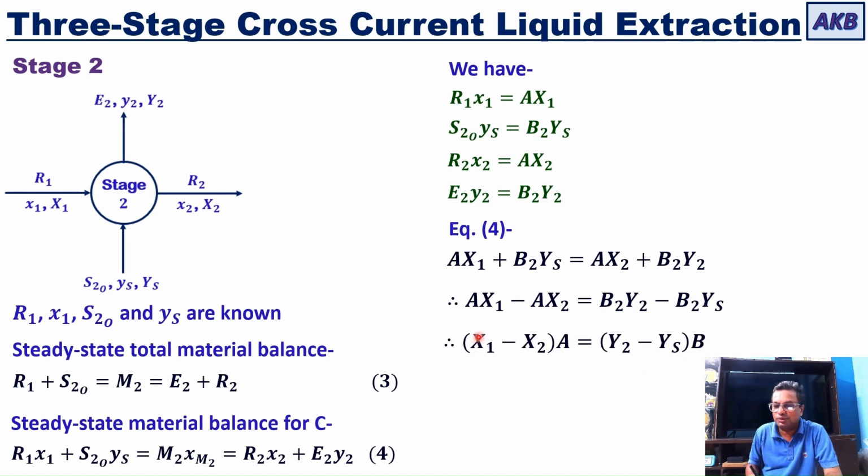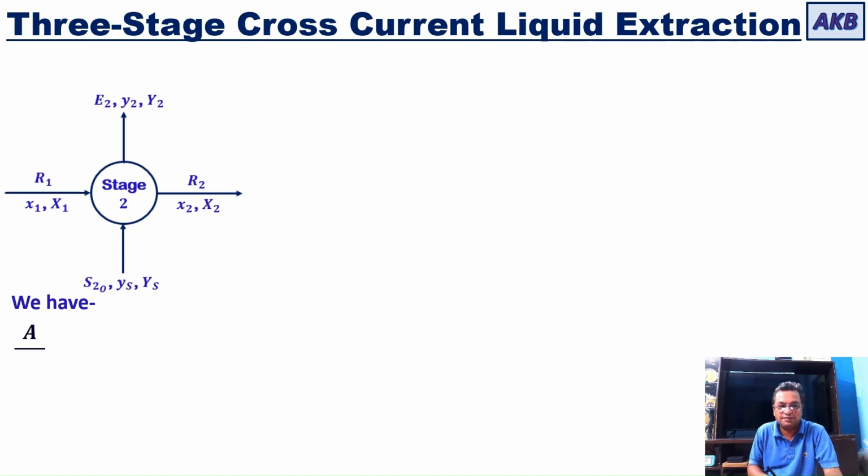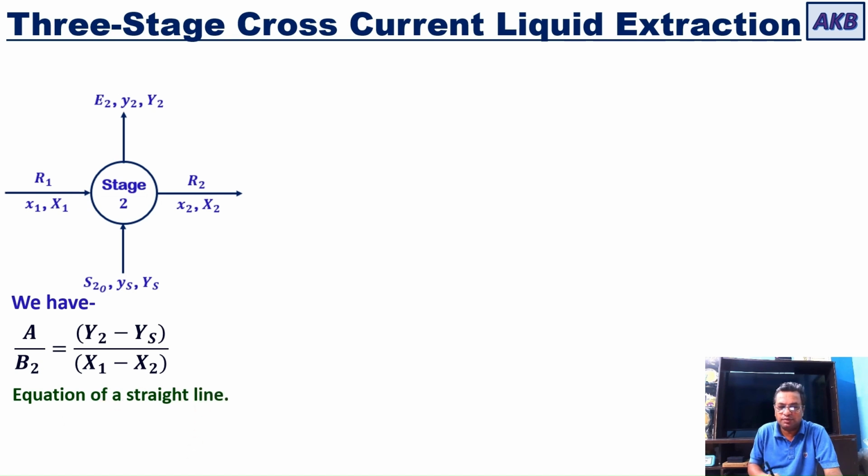And if I take A common on this side, it will be capital X1 minus capital X2 into capital A, that is equal to capital Y2 minus capital Y1 into B2. And if I rearrange it, I will get this equation. A upon B2 is equal to capital Y2 minus capital Y1 divided by capital X1 minus capital X2. Okay, so we got this. And this is on the XY plot.